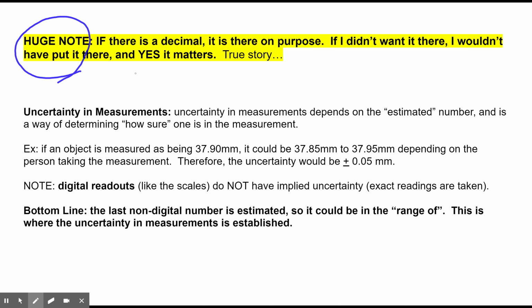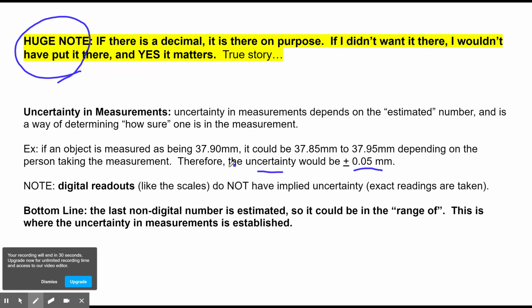And the last thing, uncertainty in measurements. Uncertainty in measurements depends on the estimated number and is a way of determining how sure one is in the measurement. For example, if an object is measured as 37.90 millimeters, it could technically be either 37.85 or go up to 37.95. There's that fluctuation, or the uncertainty, that we're going to have. Since it's our last place, we go to the hundredths here, and there's either a plus or minus of 0.05, 5 hundredths. Even though it's recorded as 0.90, we have that uncertainty here.